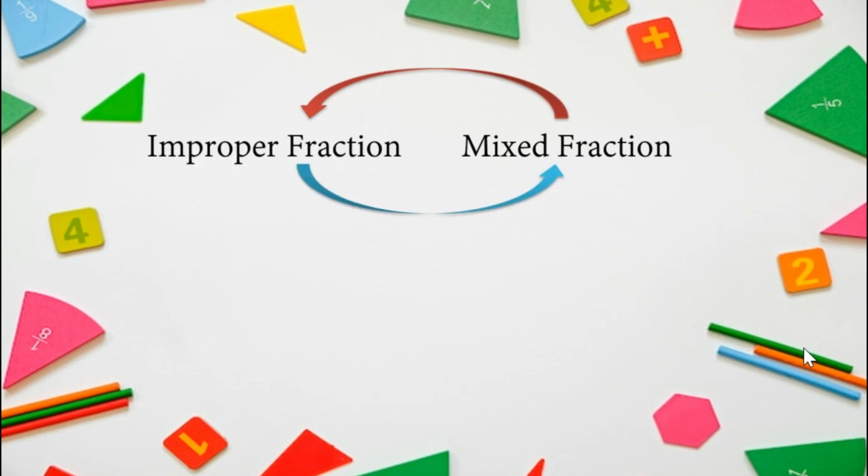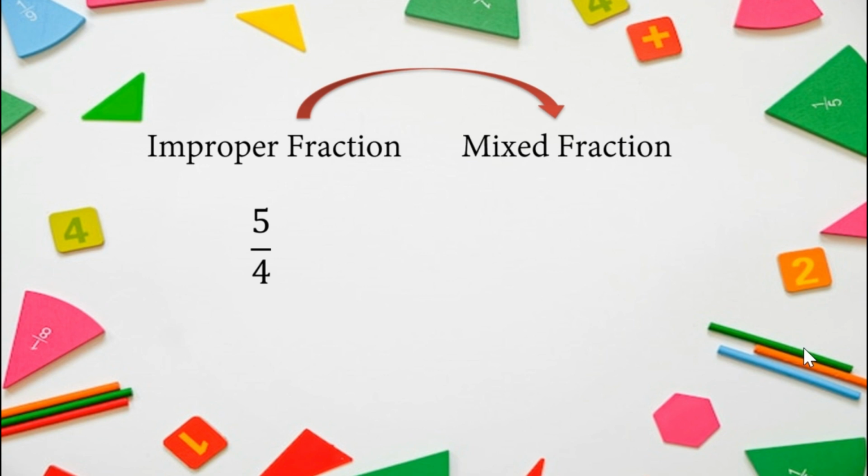An improper fraction can be converted into a mixed fraction and vice versa. Say we have 5 by 4. This is an improper fraction because the numerator is greater than the denominator. This can be converted into a mixed fraction. A mixed fraction means a whole number and a proper fraction. 1 1 by 4 is a mixed fraction. We'll see how to convert from improper to mixed fraction. Consider the number 5 upon 4.